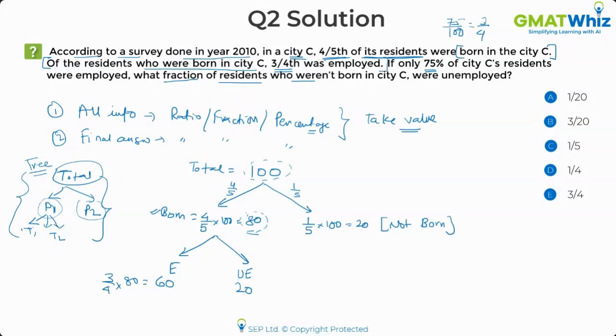A very important thing to notice is that I am not reading everything in one go. I'm making sure that I'm breaking each and every part. A lot of people read it once very quickly, then they read it again. That's not a good strategy. While reading, jot down the information in one corner, like 4/5 of total, 3/4 of those born in C. Write it in one corner, or write it in the form of a table if you can recognize that it's a table. But don't go and read the question twice. Reading twice does not make sense. You'll waste a lot of time.